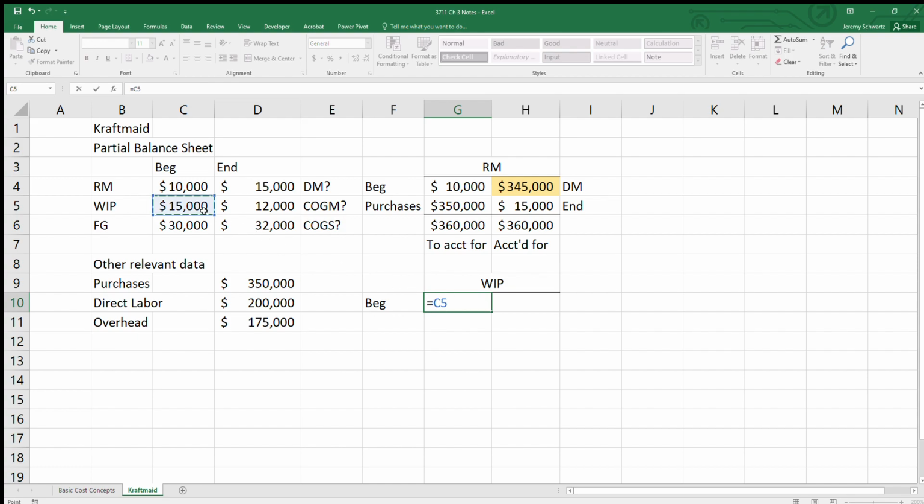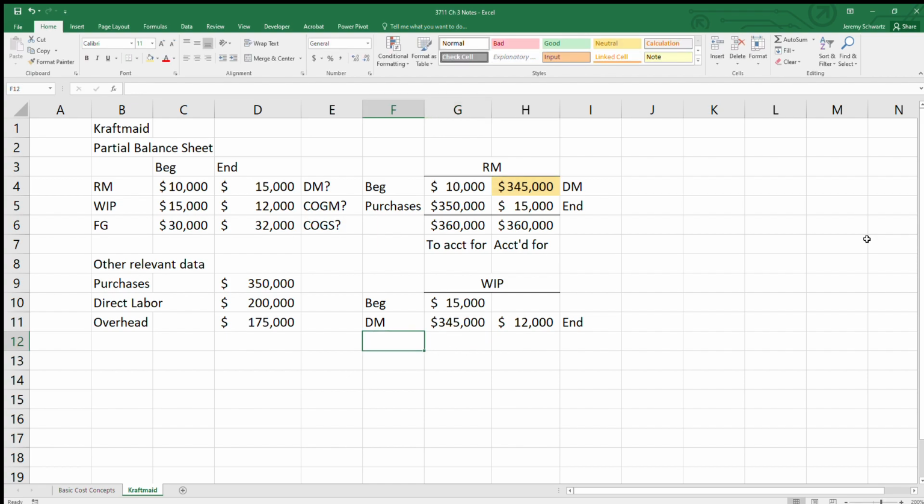the process. So we have our work in process balance here from the beginning is 15,000, and then we have our ending balance, and that was 12,000 over here. So now we have our additions to work in process, one of which was our direct materials amount. So DM here, which was something we needed to calculate, so the 345,000 from cell H4.